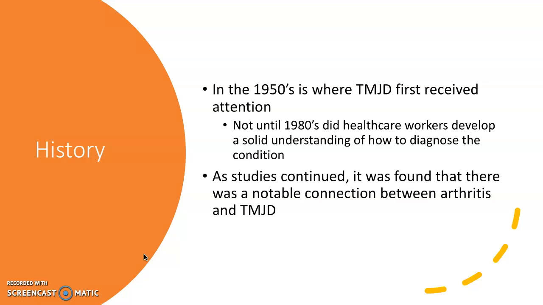So, some history about it. TMJD first started to receive attention in about the 1950s. Not until the 1980s did healthcare workers develop a good understanding of how to diagnose the condition. As studies continued, it was found that there was a notable connection between arthritis and TMJD.